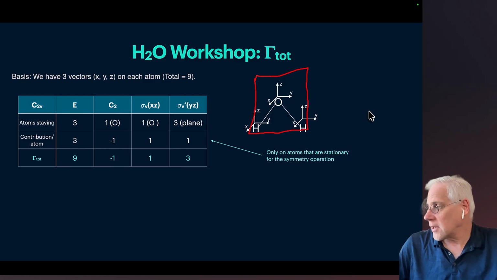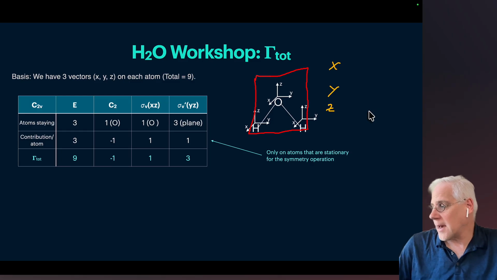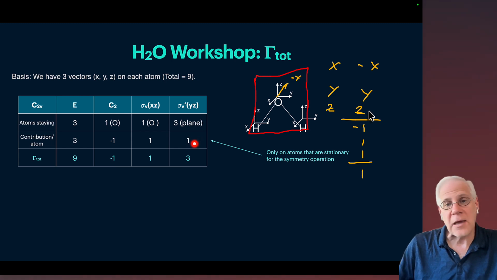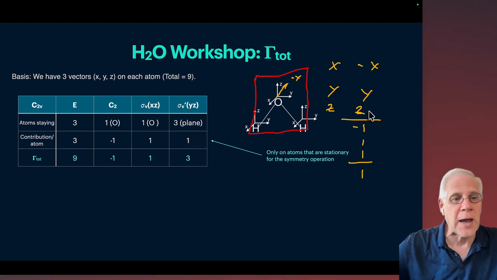And so if we look at our X, our Y, and our Z, through that plane, the X is going to go this way, to -X. Our Y remains the same, so that plots as Y, and our Z remains the same also. And so I have a -1, 1, and a 1, and those add up to 1, and that's what I have here. So I have 3, -1, 1, and 1 contribution per atom.